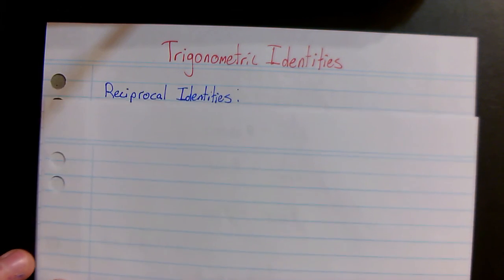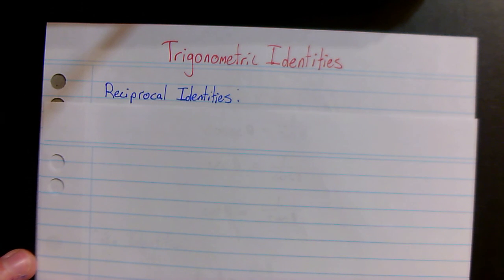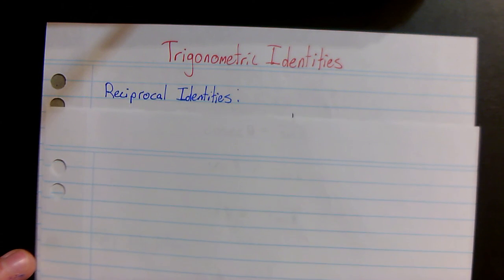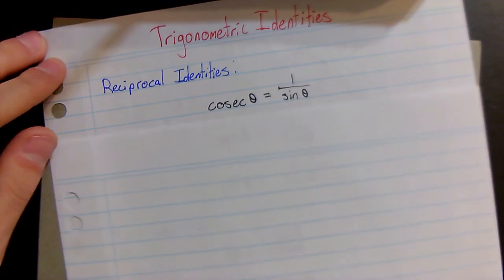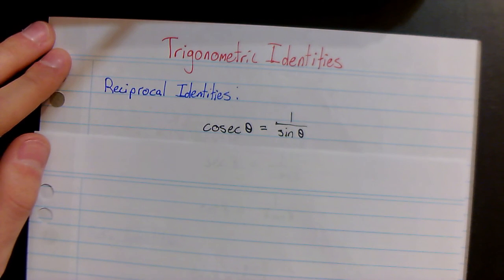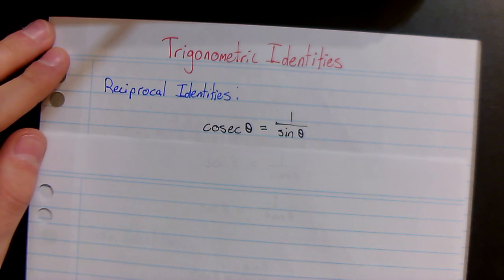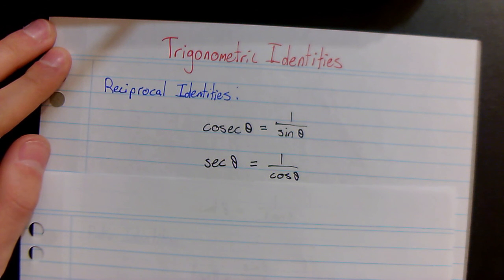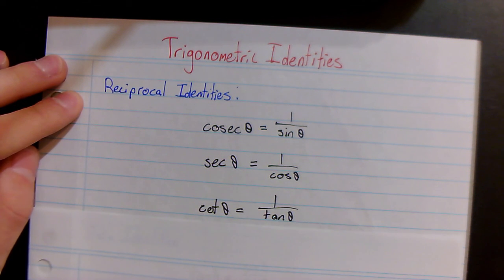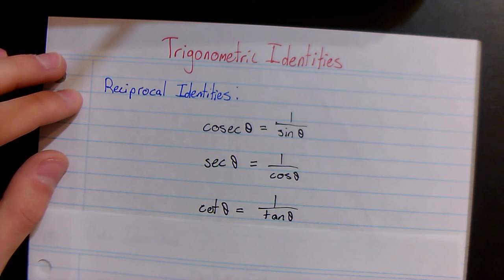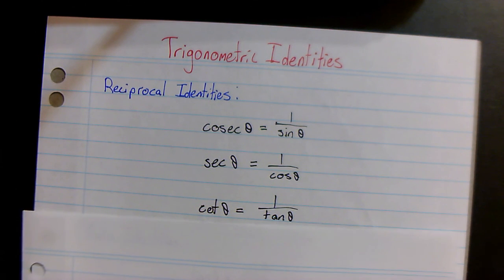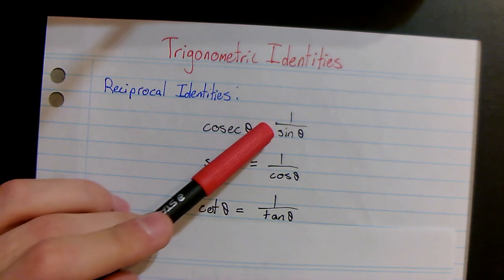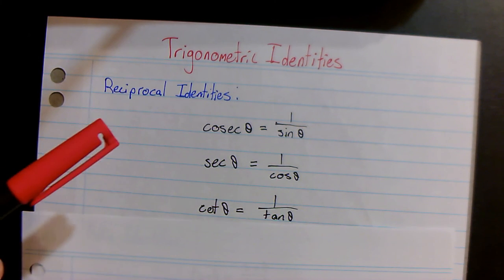So first off, we look at the reciprocal identities. So these reciprocal identities, there's three of them that we need to remember. And the first one is cosec theta. And we say cosec theta is equal to 1 over sine theta. We define sec theta as 1 over cos theta. And we define cot theta as 1 over tan theta. So we can see why we call them the reciprocal functions, because they are equal to, well, the reciprocals of sine theta, cos theta, and tan theta.